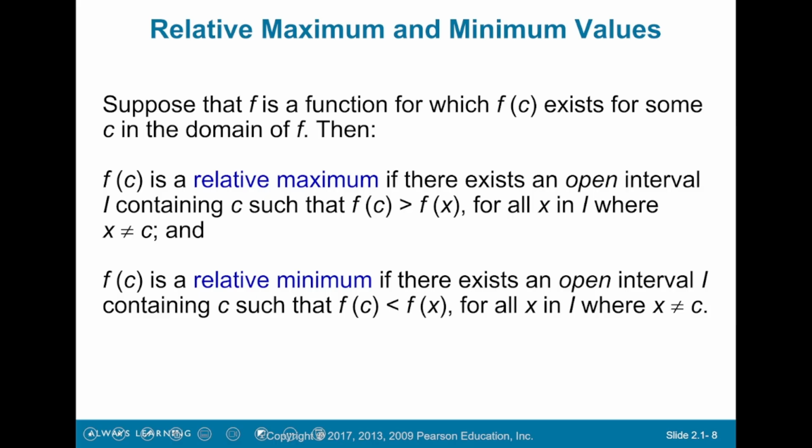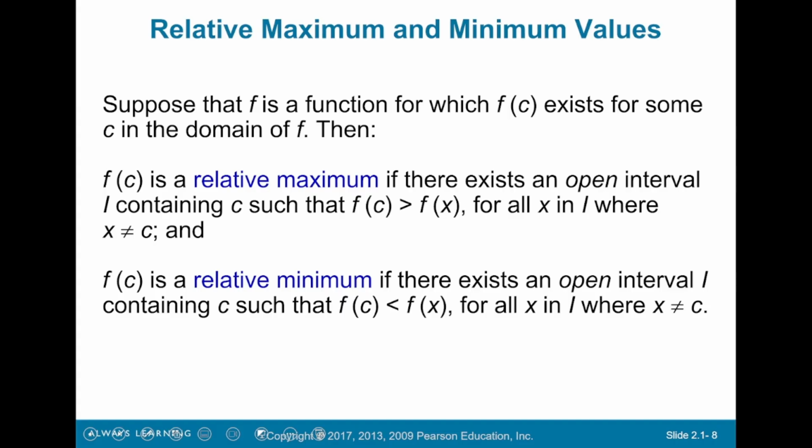Now we're getting into relative max and relative min. So suppose we have a function for which the output exists for a given input C. Now, bear with me through these definitions. It's a lot easier to understand looking at a picture than it is when reading through these. But we say f of C is a relative maximum if there exists an open interval, which means parentheses, not brackets, I, containing C, such that f of C is greater than f of x for all x in the interval I, where x is not equal to C. Wow, what symbolism we have there.